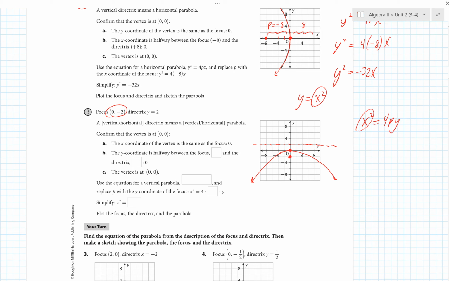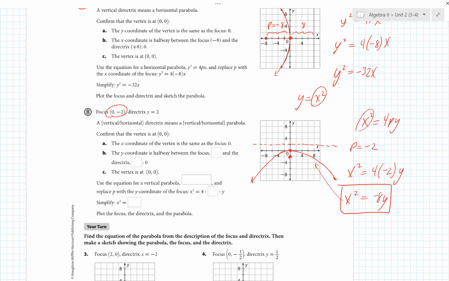What would p be? Negative 2 is right. So p equals negative 2. So we're going to have x squared equals 4 times negative 2 times y, or x squared equals negative 8y. So that is the equation of this parabola.